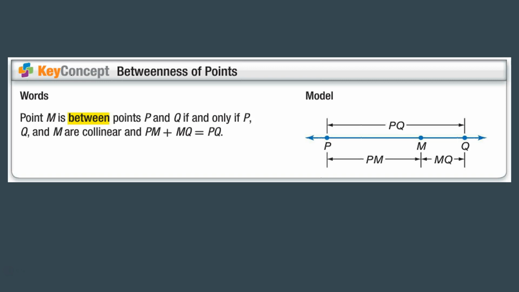Point M is between points P and Q if and only if P, Q, and M are collinear, and PM plus MQ is equal to PQ. Remember, we were talking about the word collinear with lines. It forms a line. We have the points that form the line, so that's good. And then we can see that PM plus MQ makes this big portion here of PQ. So think about it, this little piece plus this little piece is equal to this whole piece.